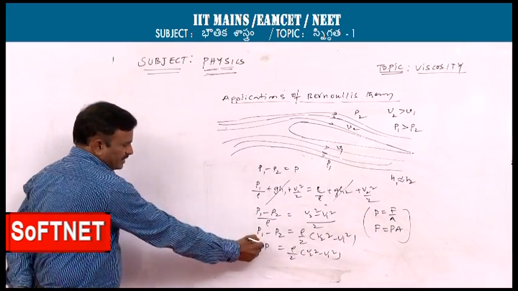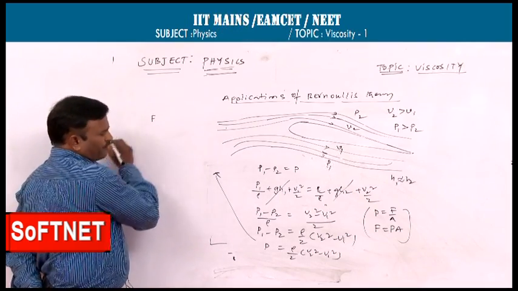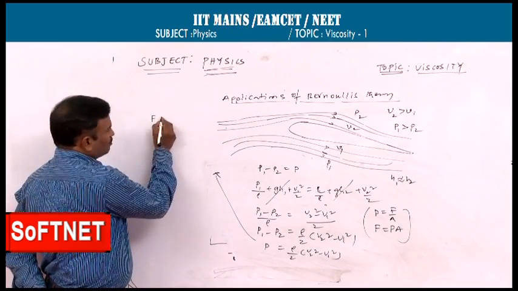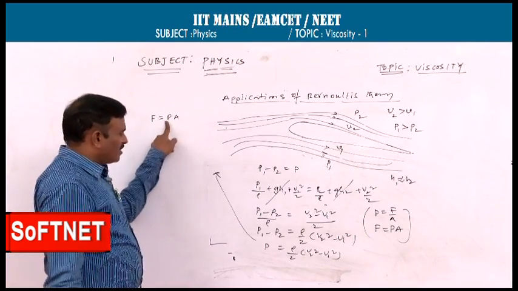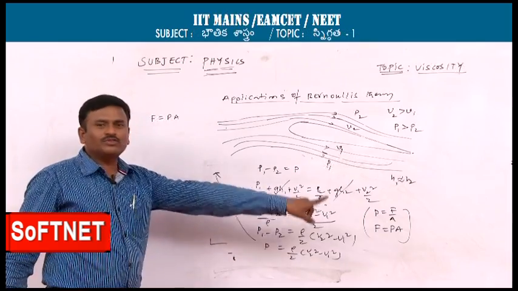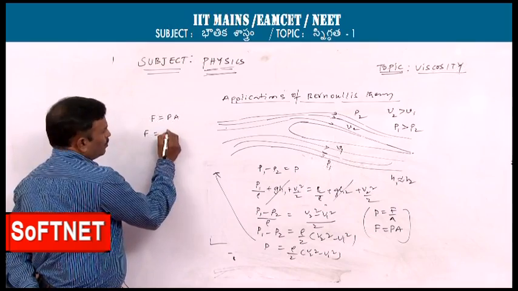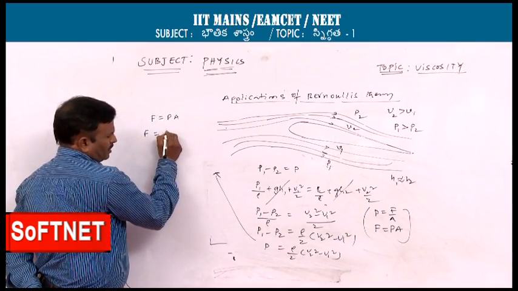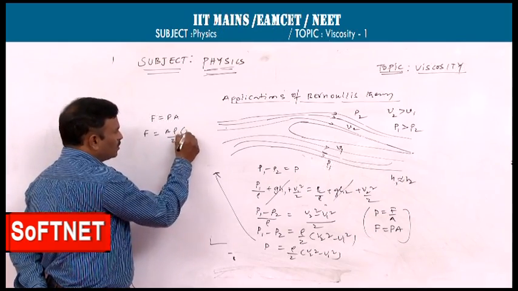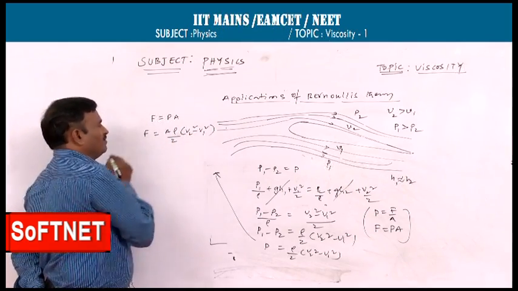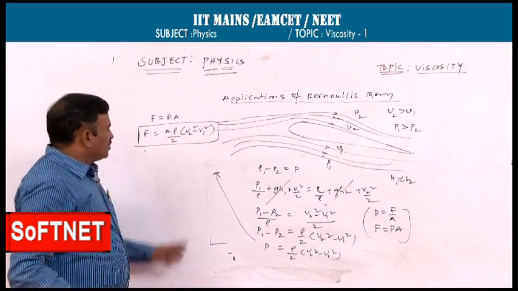Now let us take the continuation from here. F is equal to P into A. What is the P here? Rho by 2 into (V2 square minus V1 square). So F equals A as it is, and in place of P we substitute rho by 2 into (V2 square minus V1 square). Finally, F equals A rho by 2 into (V2 square minus V1 square).